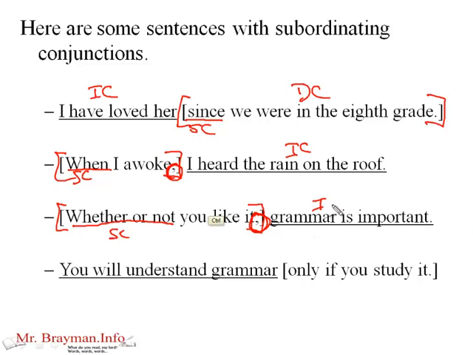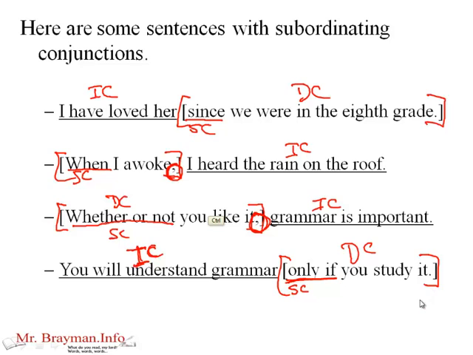Grammar is important. There's our independent clause, right? You will understand grammar only if you study it. So here's our subordinating conjunction that sets up the dependent clause. And it's actually only if. Here's an independent clause: you will understand grammar. You can understand grammar. And you want to, because you want to write and speak well.